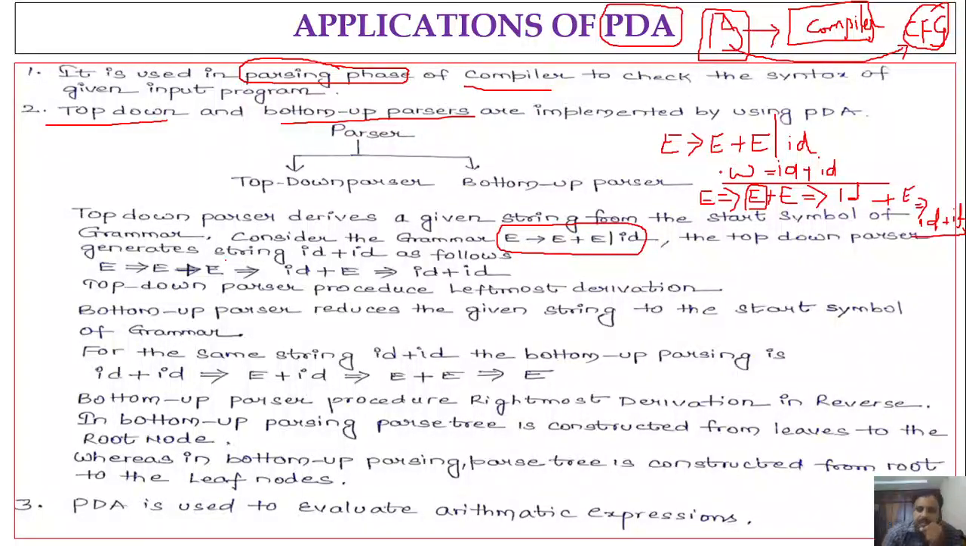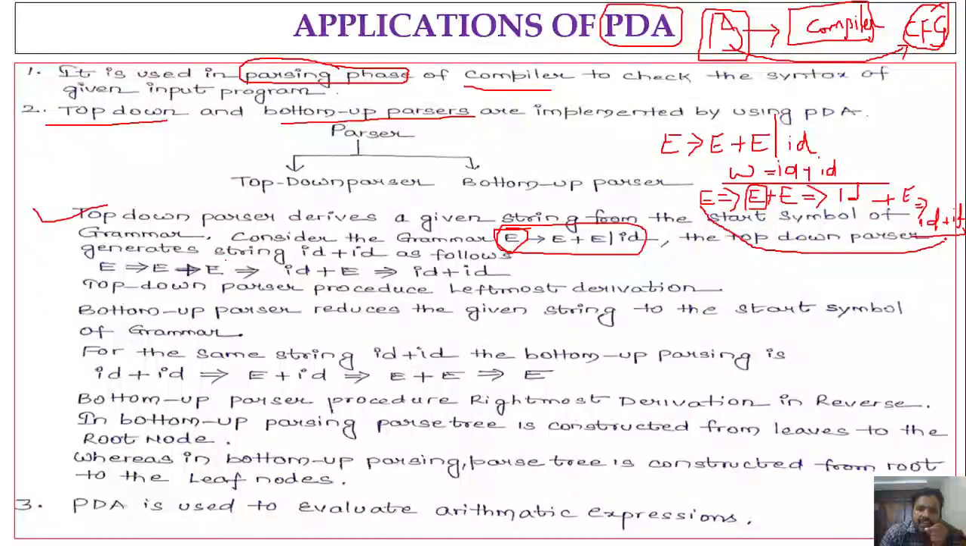If you observe this scenario, we derived the string from the start symbol. If we perform this type of derivation, it is called top-down parsing, where the string is generated or derived from the start symbol of the grammar. This process we call top-down parsing.